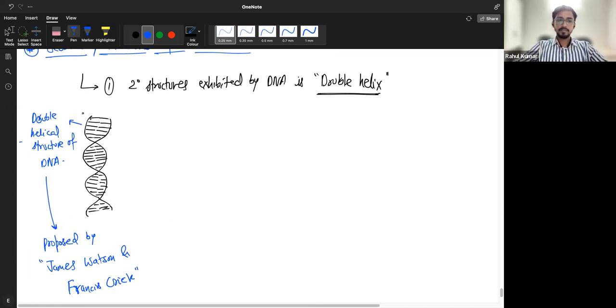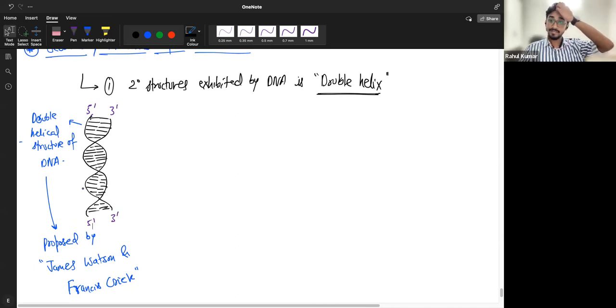And he also said that these two strands that you see, they have opposite polarity. What do I mean by opposite polarity? It is that one strand will be 5' to, let's follow this strand, to 3'. Then the other will be 3' to 5'. You understand?